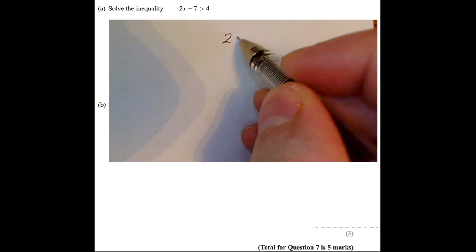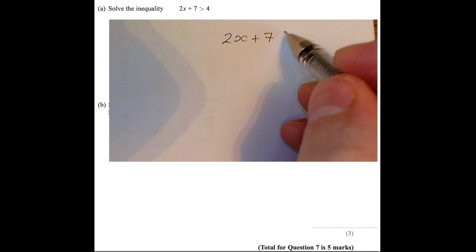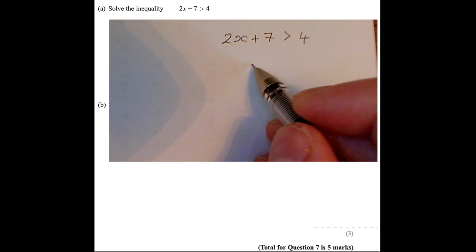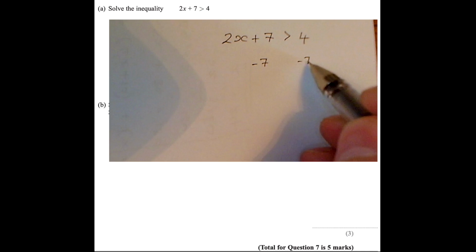Okay, we've got an inequality question first, and you treat your inequalities exactly as you treat your equal sign. What you do to one side, you do to the other. Okay? So 2x plus 7 is greater than 4. Now, do you see I can take 7 from both sides? I'm doing that because I want to try and get the x by itself.